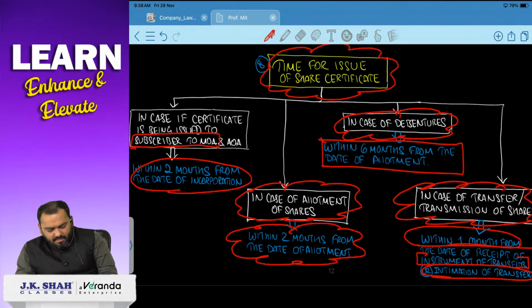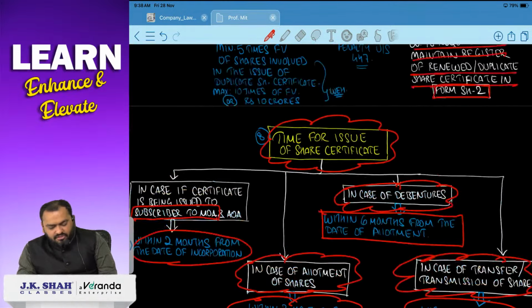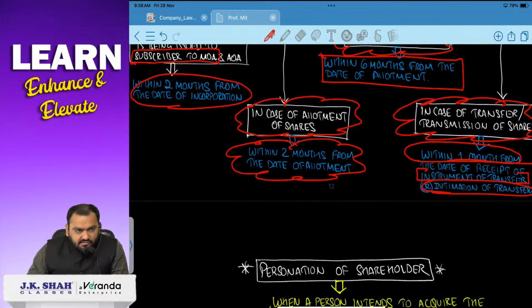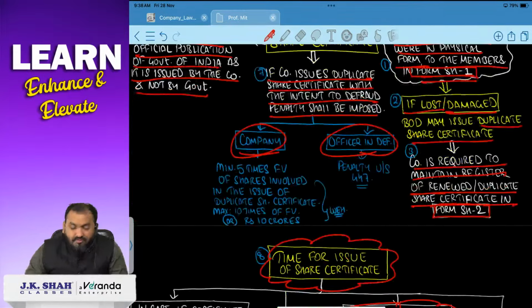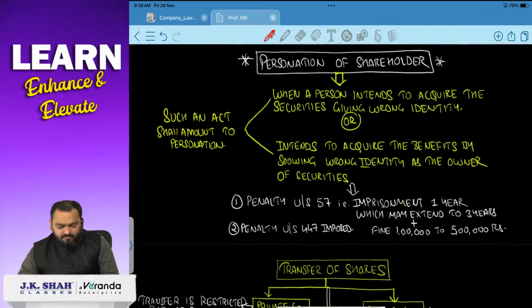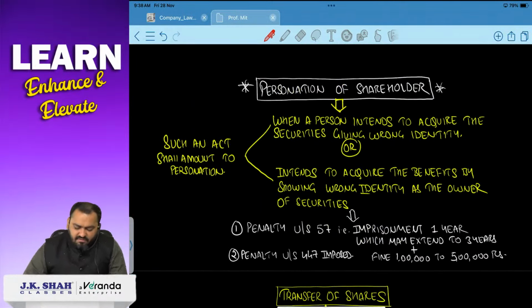Yes, no. So this was the time limit for issue of share certificate, total 8 points. Okay, regarding share certificate. Yes. Next we have is personation of shareholder. What is this personation of shareholder?